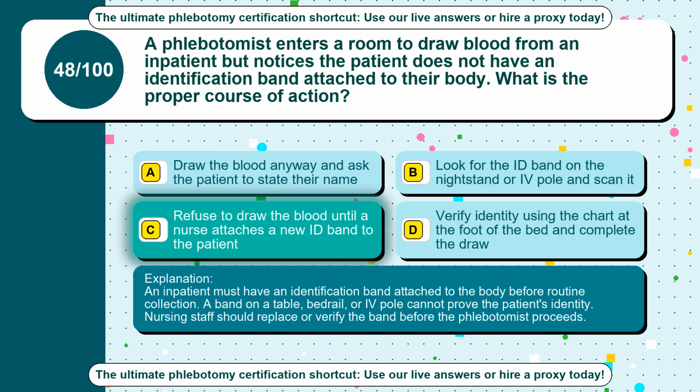An inpatient must have an identification band attached to the body before routine collection. A band on a table, bed rail, or 4-pole cannot prove the patient's identity. Nursing staff should replace or verify the band before the phlebotomist proceeds.